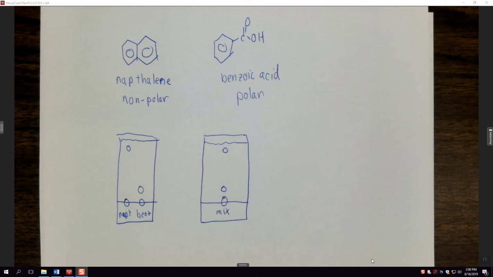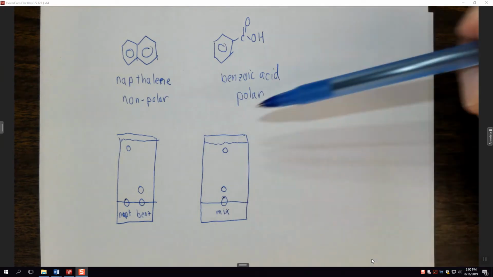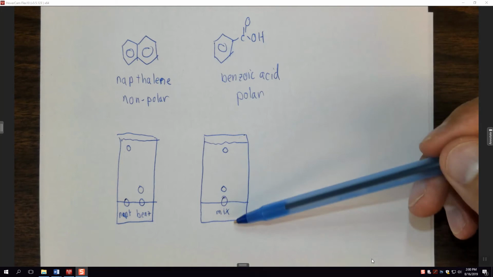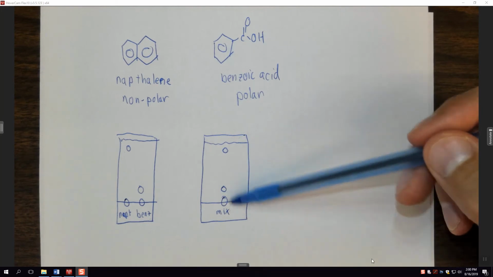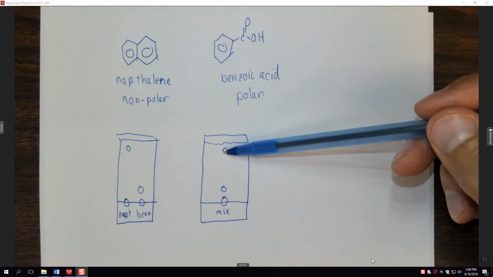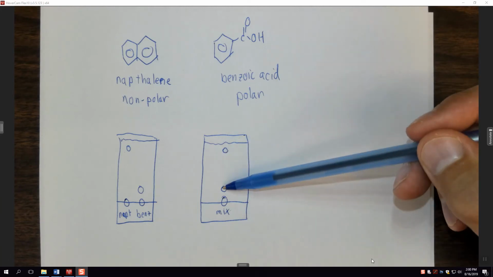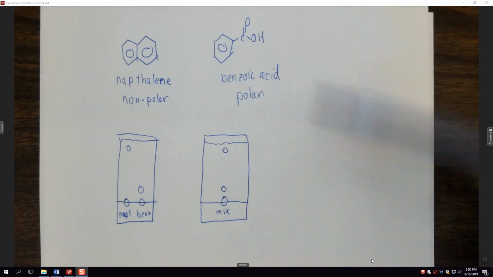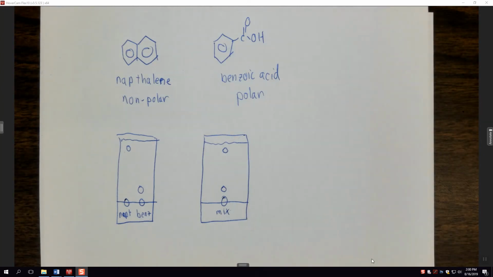So what has this allowed us to do? It has allowed us to separate a mixture of two compounds. We started with a mixture where both compounds were in a single spot, and we were actually able to separate them because the naphthalene traveled further and the benzoic acid didn't travel as far. So a mixture allows us to separate these compounds.